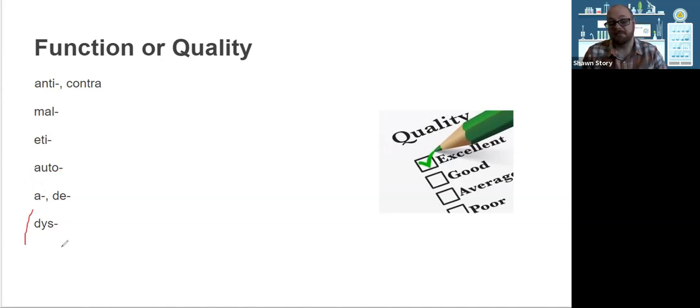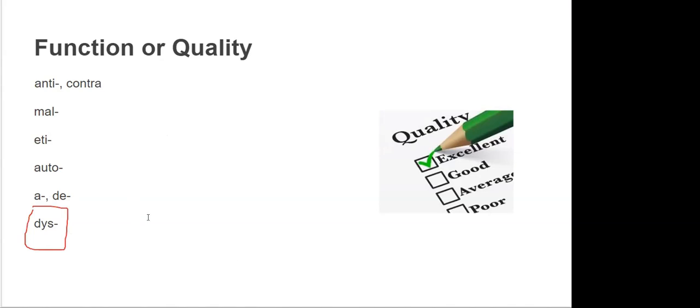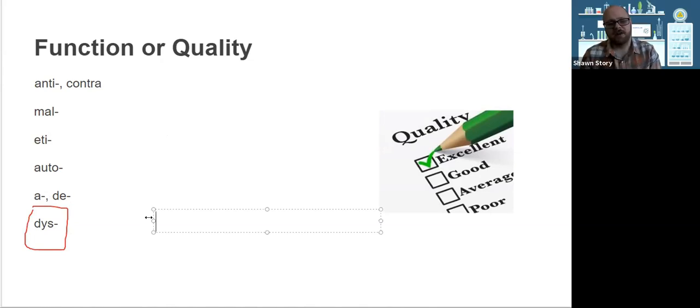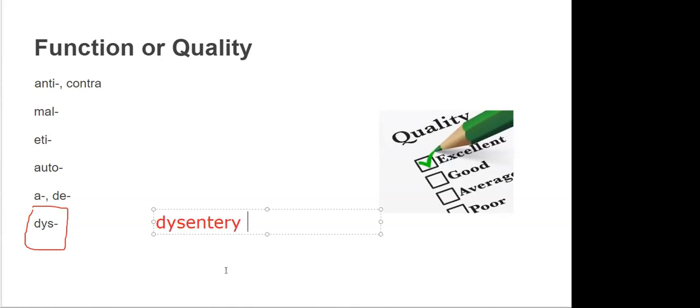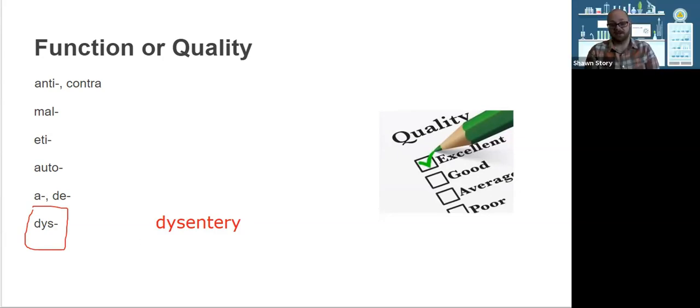Do you know dys? Bad. Yeah, I think of it as just doesn't function. It's not doing what it's supposed to do. Something's wrong. And so I think of the word dysentery. Dislocated. Dysfunctional.